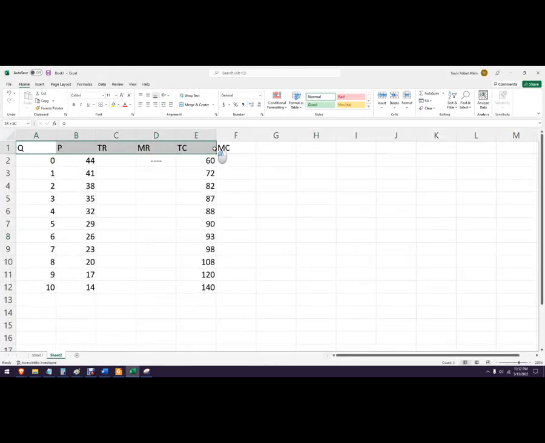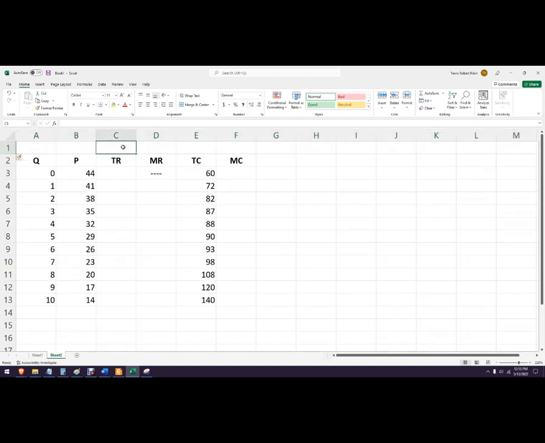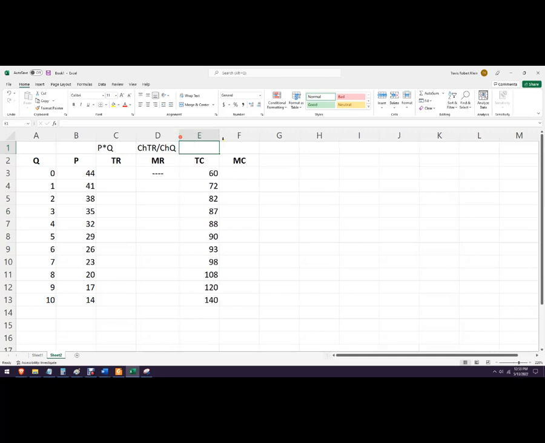And so let's make these in the middle there. Okay. All right, so total revenue, here I'll do some formulas up on the top there so you can keep them. Total revenue is price times quantity. Marginal revenue is the change in total revenue divided by the change in quantity. Total cost, we're given total cost. And then marginal cost is the change or the difference in total cost divided by the change in quantity.